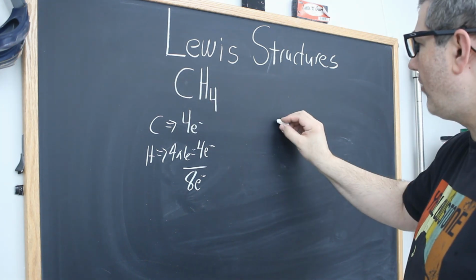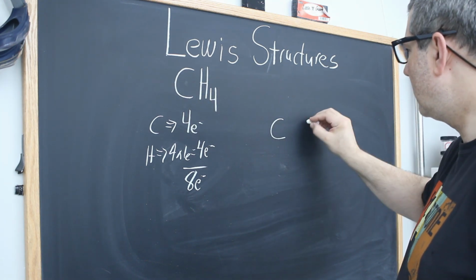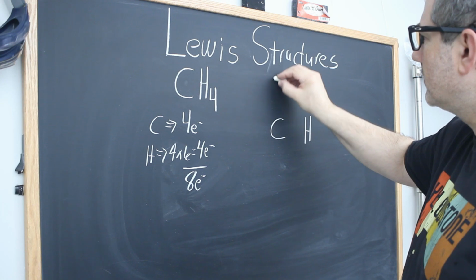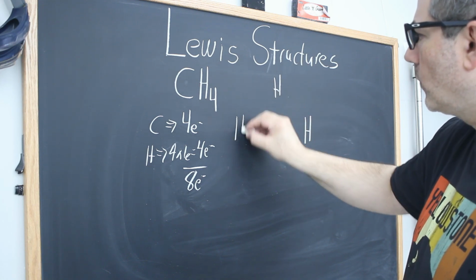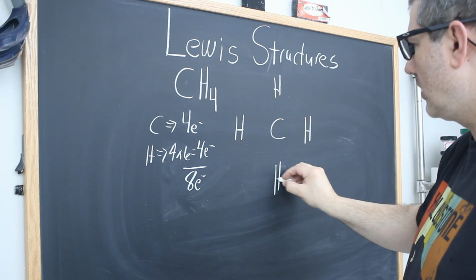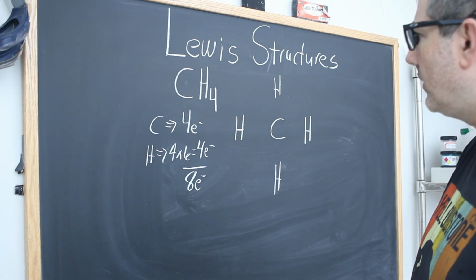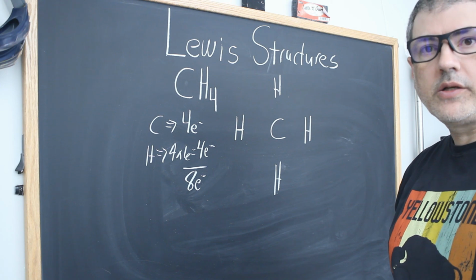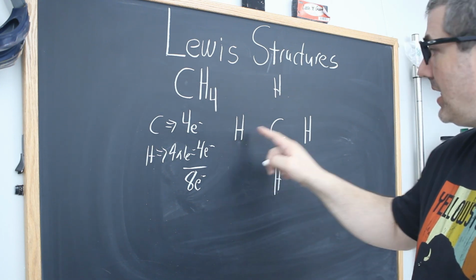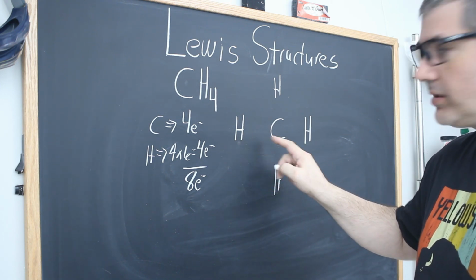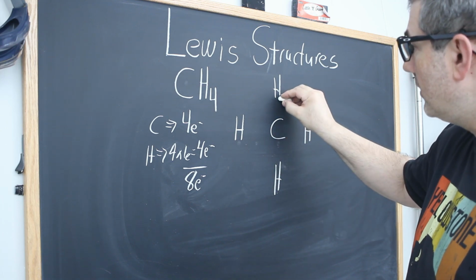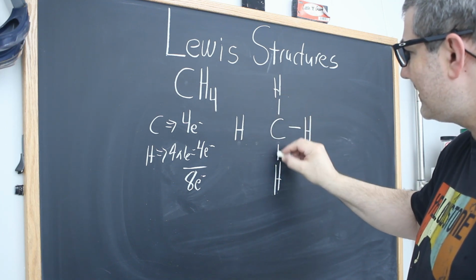Carbon is going to be our central atom. So we just position the hydrogens around it. Again, hydrogen is never the central atom. To make this into a molecule, each hydrogen has to have a covalent bond to the carbon. So 2, 4, 6, 8.